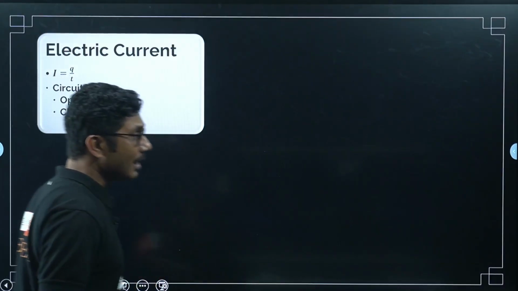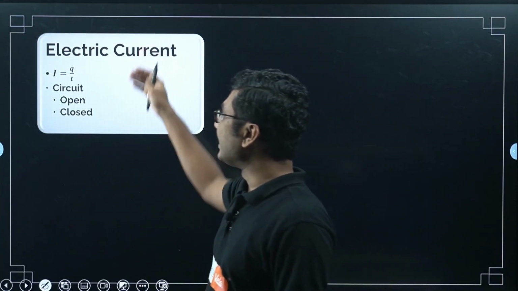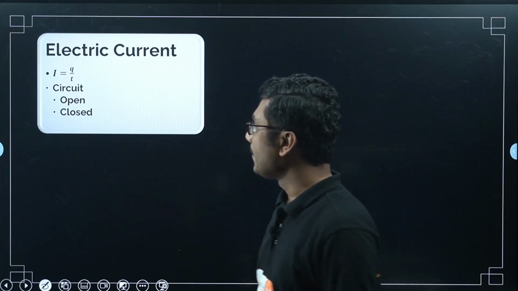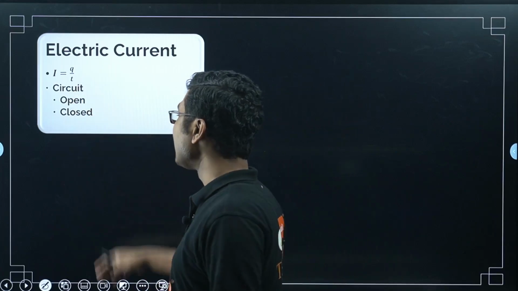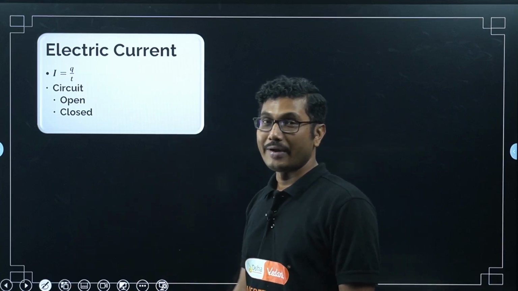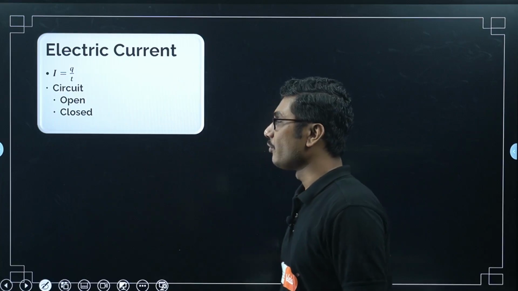So first we will learn about the basics of this chapter. Electric current is given by I equals Q by T. And then there are circuits. In circuits there are two types: one is open circuit, when current is not flowing, and one is closed circuit, when current is flowing in it.